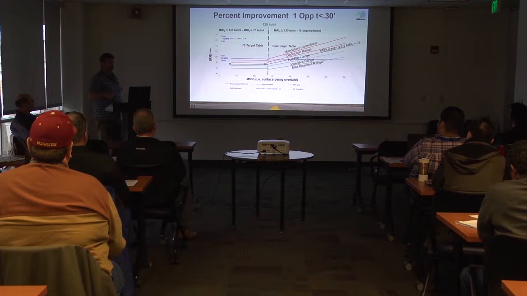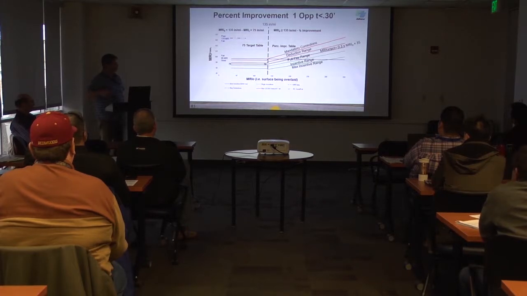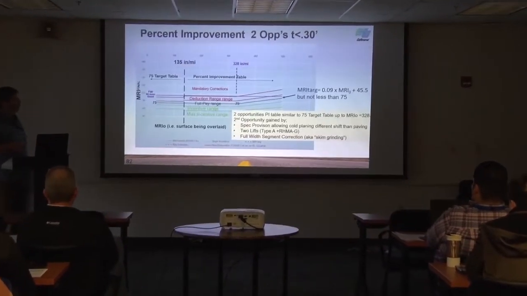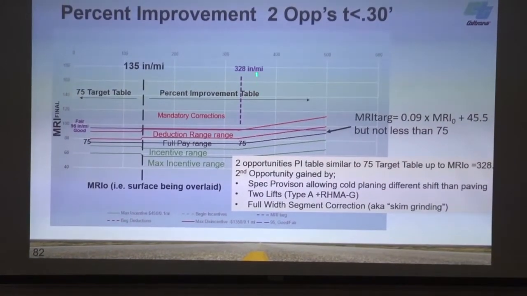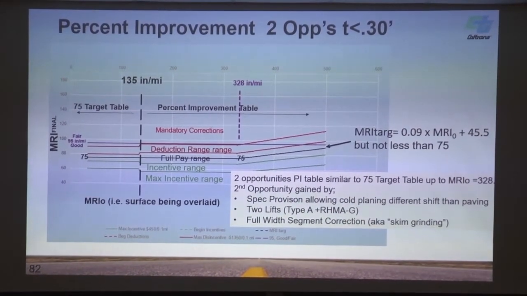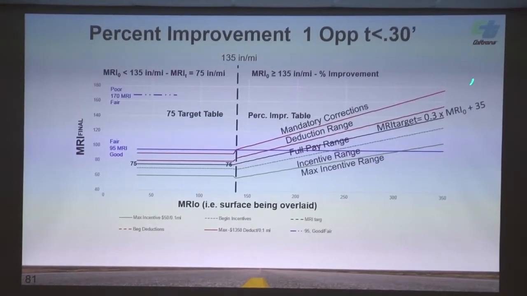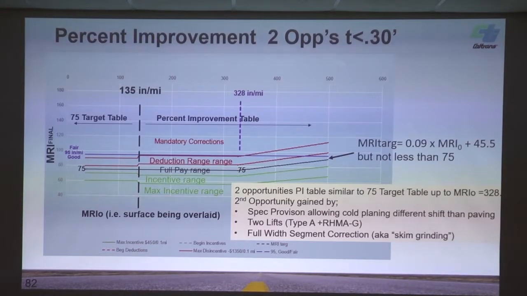Okay, is there any questions? I like this graph because it shows how we accept rougher pavement if we're paving over rougher pavement. That's one opportunity. If we could get two opportunities, I could basically get something similar to that all the way up to paving over a 328. So if designers strive for adding a second opportunity in there, we won't have a chance of ending up with something that's above 95.